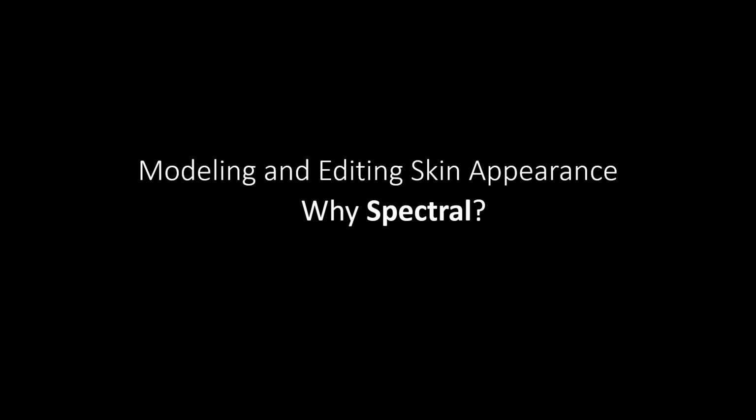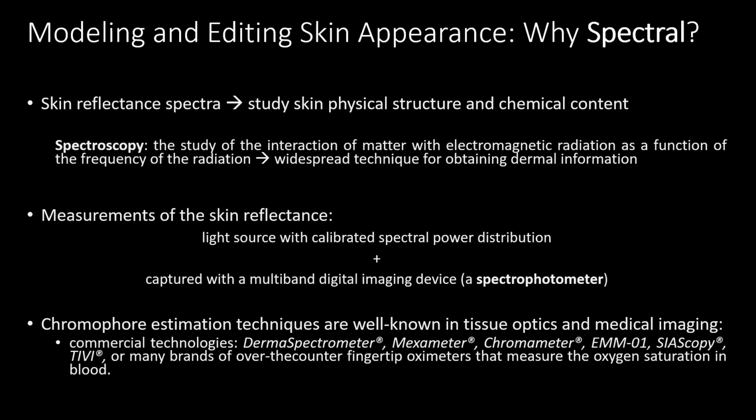Our goal is to explain the diffuse reflectance through the major components of the skin. Why is spectral needed? Reflectance spectra have been used to study skin's physical structure and chemical content, and reflectance spectroscopy is a widespread technique for obtaining dermal information. Spectroscopy is the study of the interaction of matter with electromagnetic radiation as a function of the frequency of the radiation.